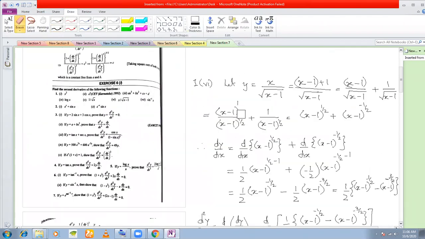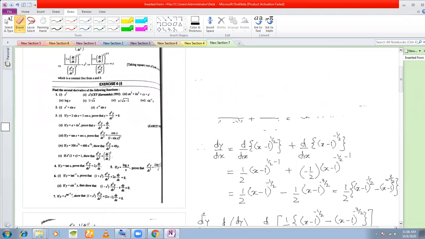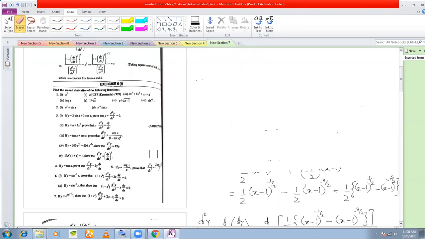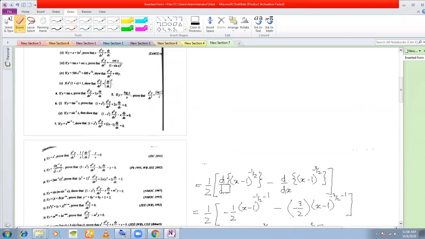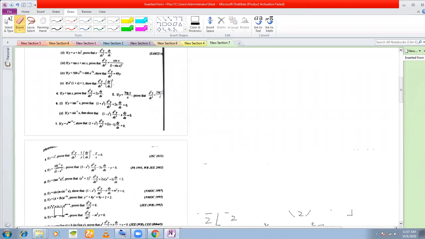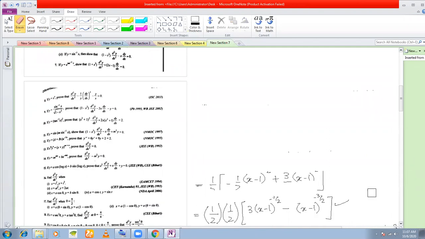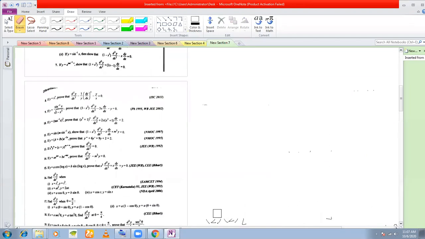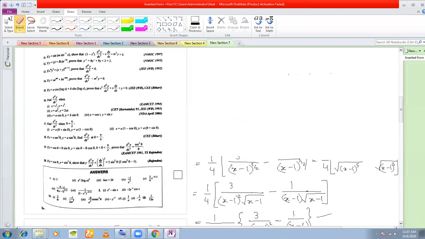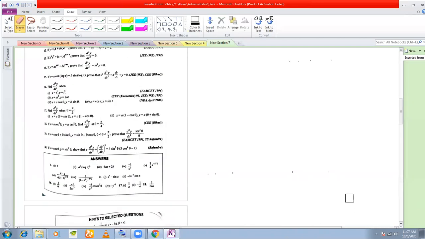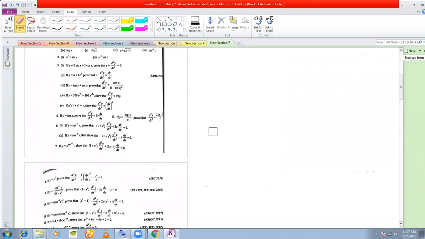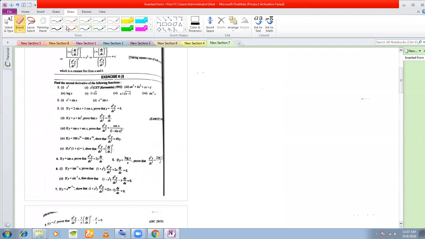The next one is actually an inverse circular function. This time, sine inverse x. Do you know the derivative of sine inverse x? What is the derivative of sine inverse x? Yes, 1 by root under 1 minus x square. Exactly, 1 by root 1 minus x square. We will use that, and again we'll differentiate 1 by root 1 minus x square to get our d2y dx2. So let us try out this one. These are very simple examples.